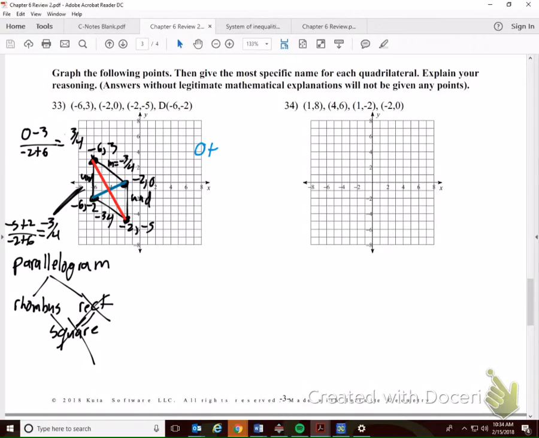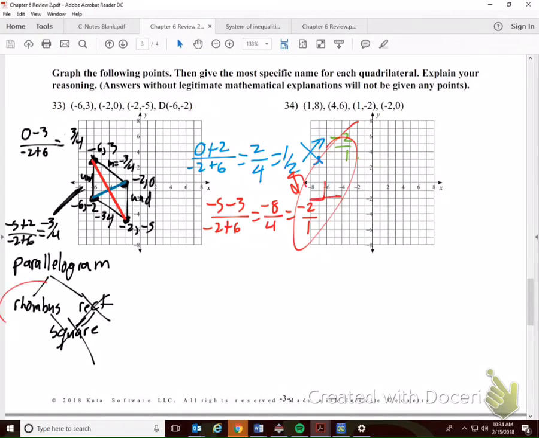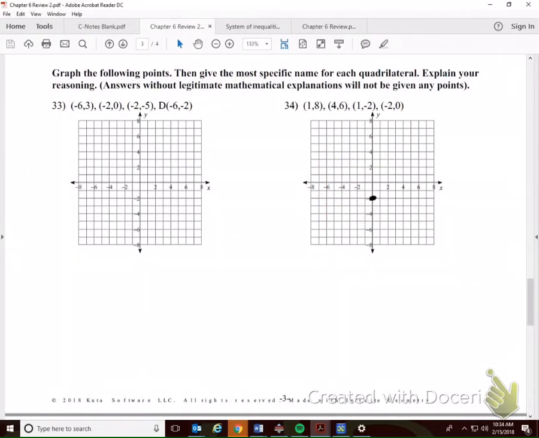Anyway, what we're dealing with is if we can show that the diagonals are perpendicular, then the sides are all the same. So we're going to go 0 plus 2 over negative 2 plus 6. That gives us 2/4 or 1/2. Now, the opposite reciprocal of this slope is negative 2 over 1. I screwed that up. So now I'm going to find the slope of the red diagonal. And if it is negative 2 over 1, then we have ourselves a rhombus. Yay! It's a rhombus.